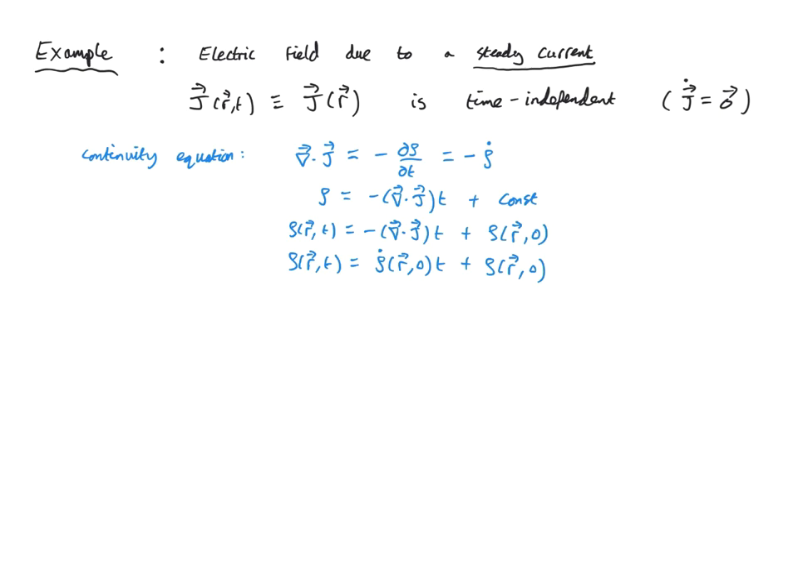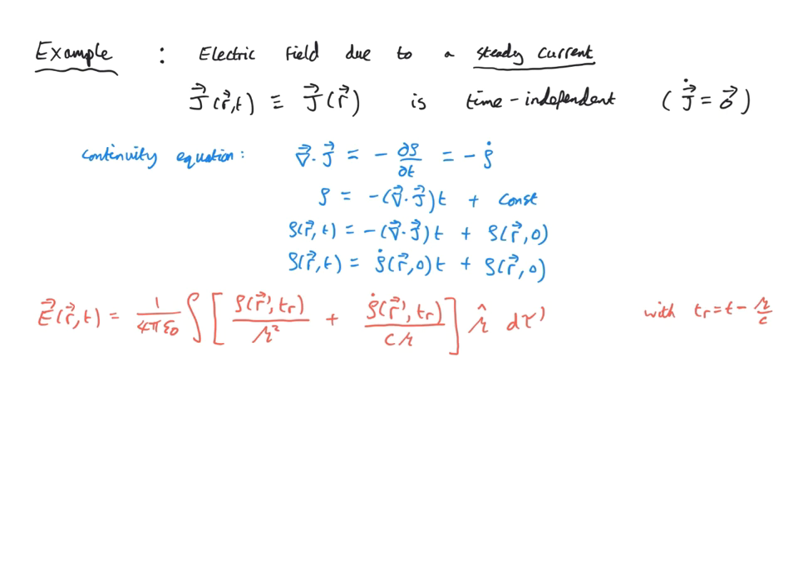And we can drop the piece with J dot because that's equal to 0. And this is what we get. Notice, of course, that in this expression for the electric field, we have the retarded time featuring, and the retarded time is defined here in terms of the separation between the point being integrated over, r prime, and the field point r. That's what this script r is that features in this expression.